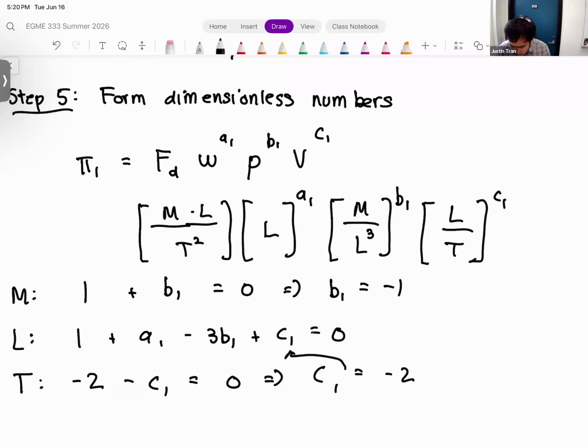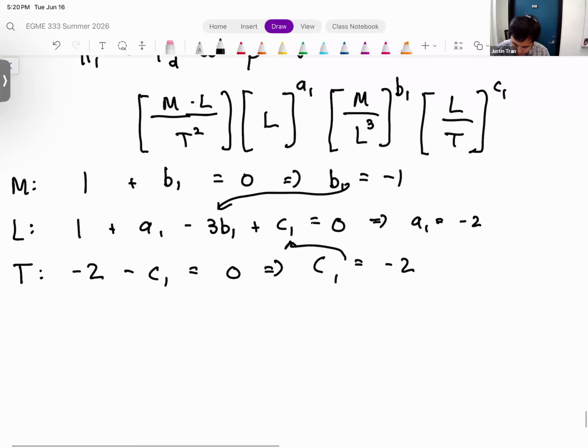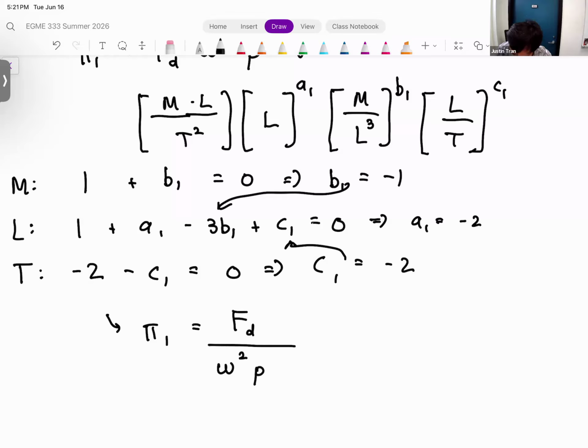All right, so now that we know C1, we can plug it into our length equation as well as B1. As we plug all that in, we get 1 plus A1 minus a -3 from the B term and then a -2 from the C1, we get a 2 plus A1. That means A1 must equal -2. So that means our first pi term is going to be drag force. All of our pi terms here are in the denominator, and so this is going to be drag force divided by the width squared, multiplied by the density, multiplied by the velocity squared.